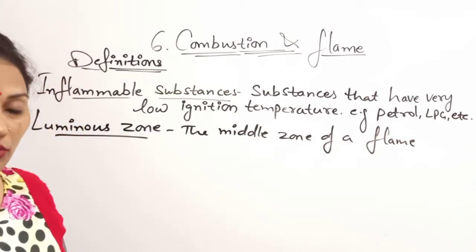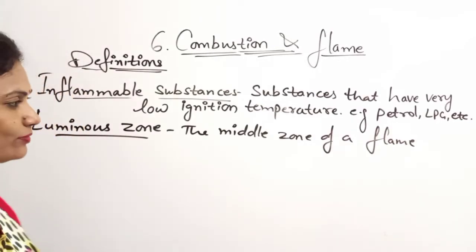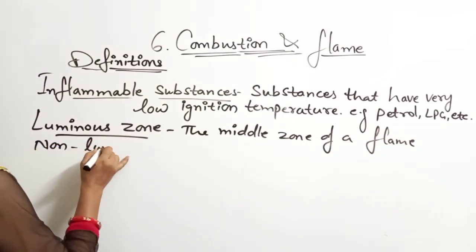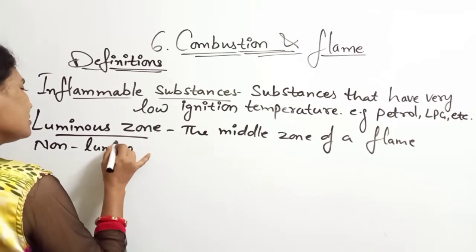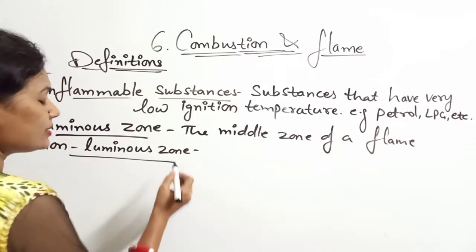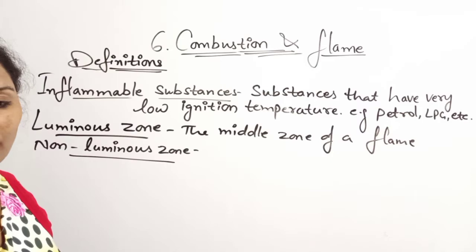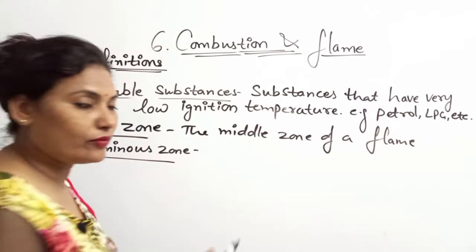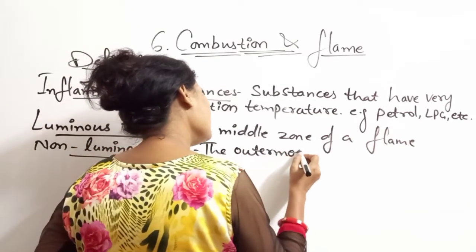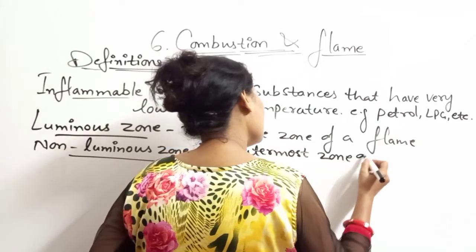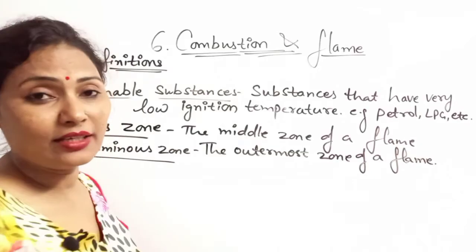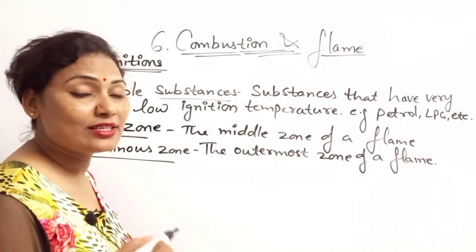Next, non-luminous zone, that is the outermost zone of a flame. So you can write non-luminous zone, the outermost zone of a flame. It does not produce light, and its color is blue.